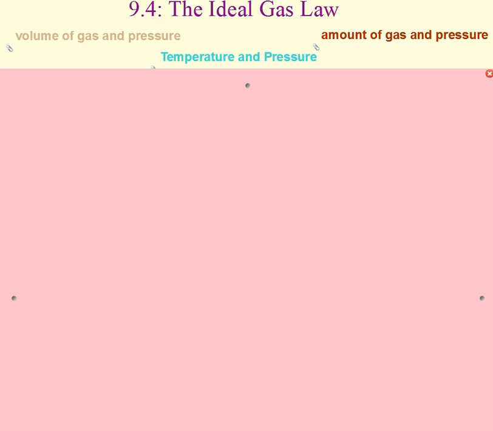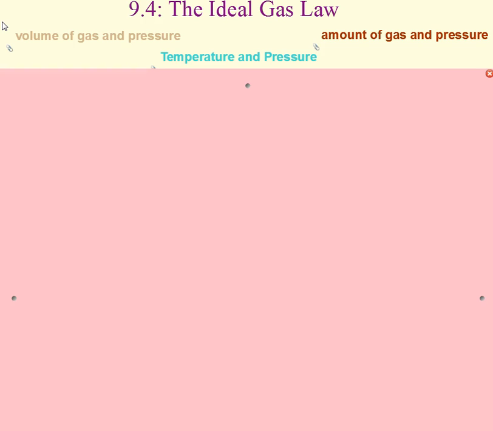Okay, hello class. In this lesson we're going to move on from the gas laws to the ideal gas law. The ideal gas was introduced before in the first section, where I mentioned some of the properties of a gas that behaves ideally. For chemists to be able to model gases, sometimes approximations need to be made, and the ideal gas law would be an example of that.